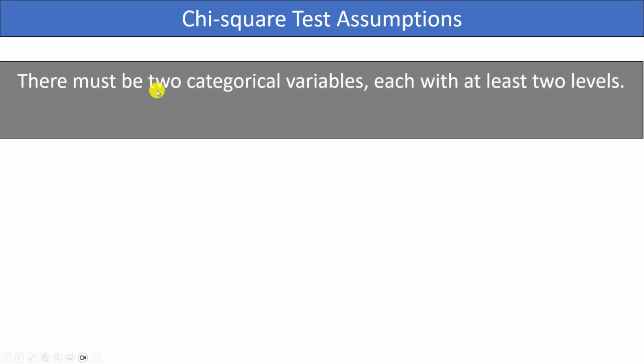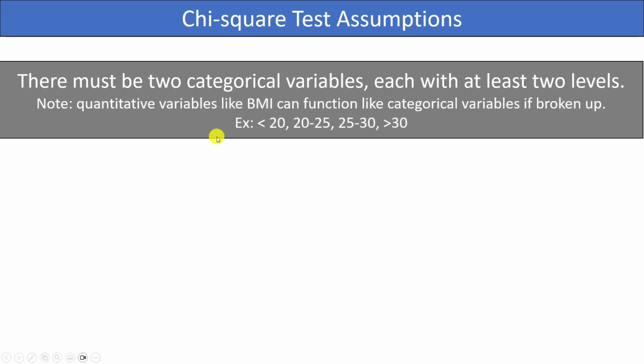Here are the assumptions of the chi-square test of independence. First of all, there must be two categorical variables, each with at least two levels. Now, this is a little bit of a loose assumption because, as we just saw in the previous example, we can sometimes use quantitative variables, but we have to split them up into levels like we did in the previous slide, right? So BMI is a quantitative variable. It's not a categorical variable. But as long as you split it up into these categories, it can still work. If that was the case, then sometimes you might want to consider a different test could be appropriate, but you still could do the chi-square test if you split it up into these categories.